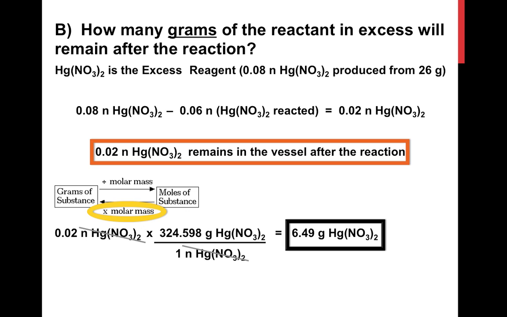We now must convert 0.02 moles to grams by multiplying by the molar mass of mercury nitrate, which is 324.598 grams. You then arrive at your final answer for part B as 6.49 grams of excess mercury nitrate.